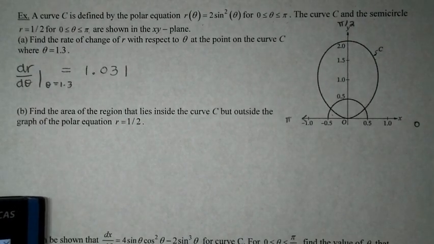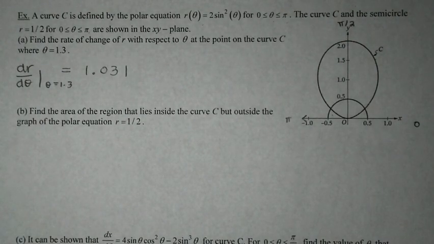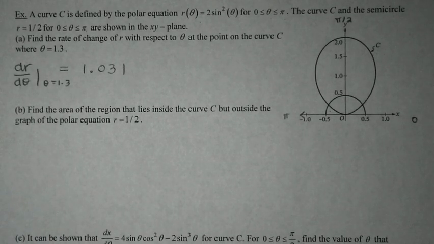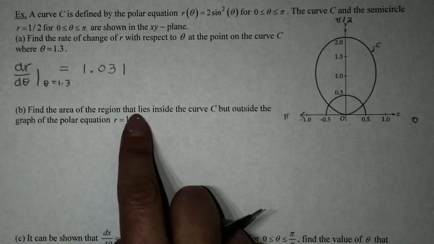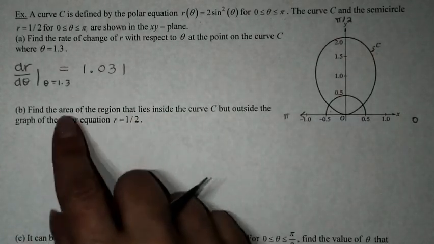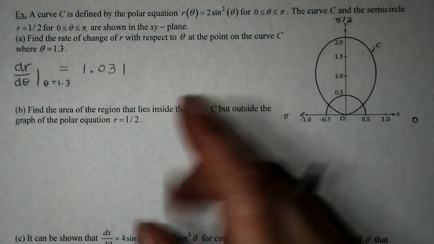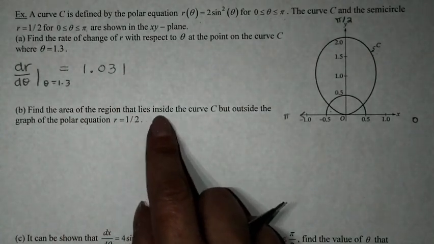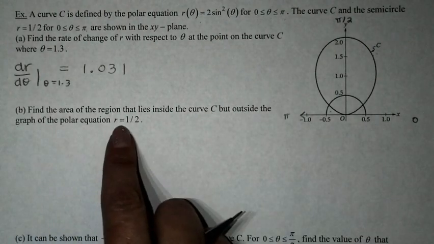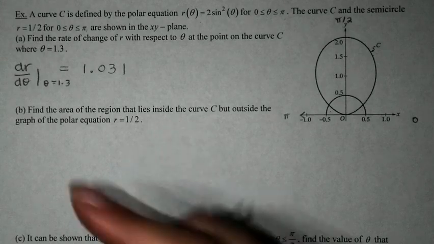Okay, we don't have units over here in this one, so I would just leave it like that. Okay, so now let's read B. They are asking you to find the area of the region. Okay, so you know that area means that you're going to have the formula 1/2 integral of r squared, of the region that lies inside the curve C, but outside the graph of the polar equation r equals 1/2. So what are they saying here?